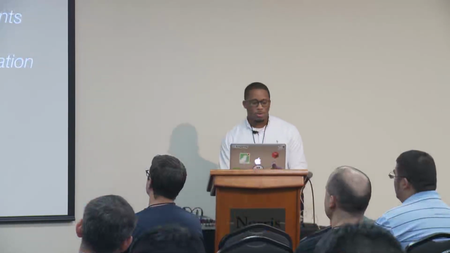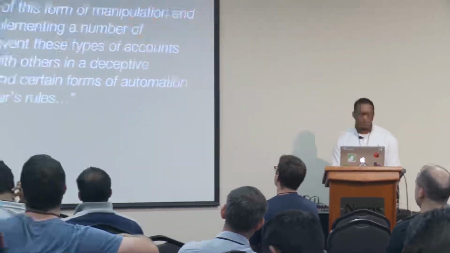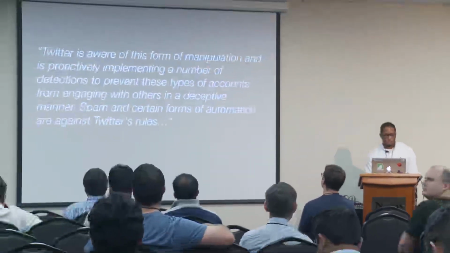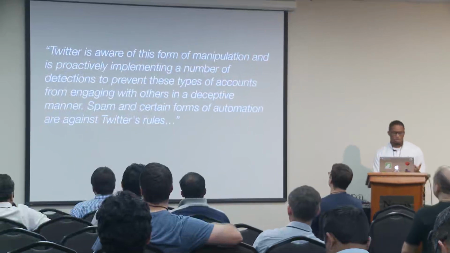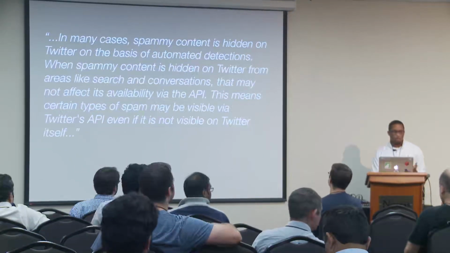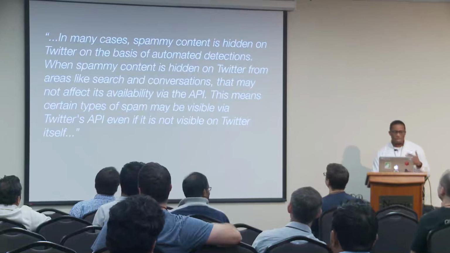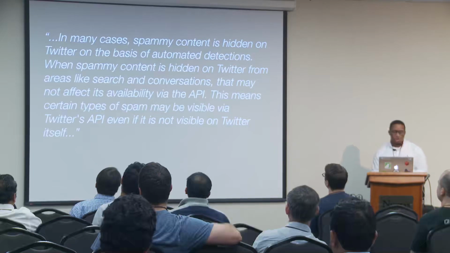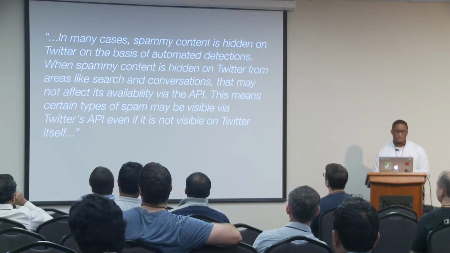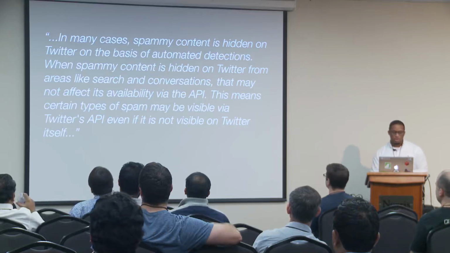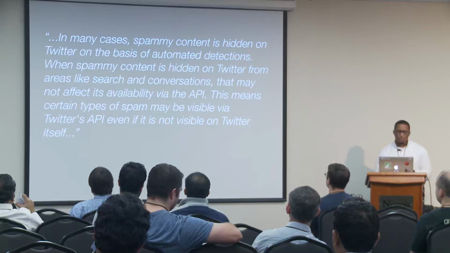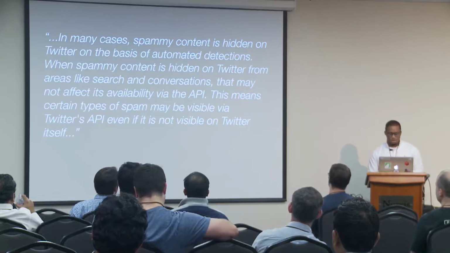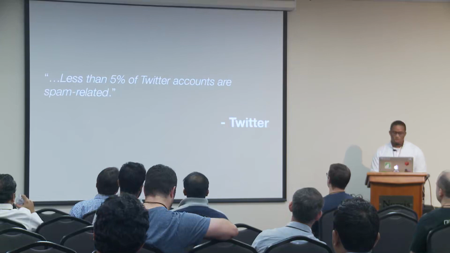Twitter is aware of this form of manipulation and is proactively implementing a number of detections to prevent these types of accounts from engaging with others in a deceptive manner. Spam and certain forms of automation are against Twitter's rules. In many cases, spammy content is hidden on Twitter on the basis of automated detections. When spammy content is hidden on Twitter from areas like search and conversations, that may not affect its availability via the API. This means certain types of spam may be visible via Twitter's API, even if it's not visible on Twitter itself. Less than 5% of Twitter accounts are spam related.